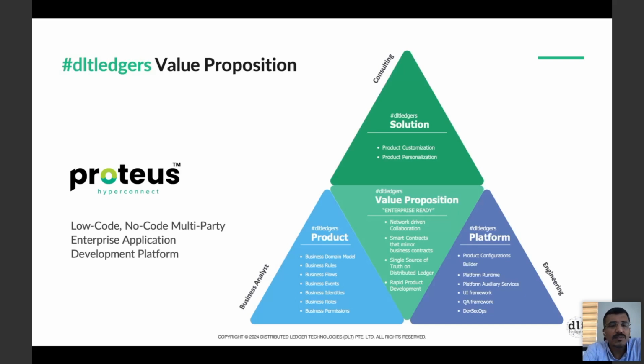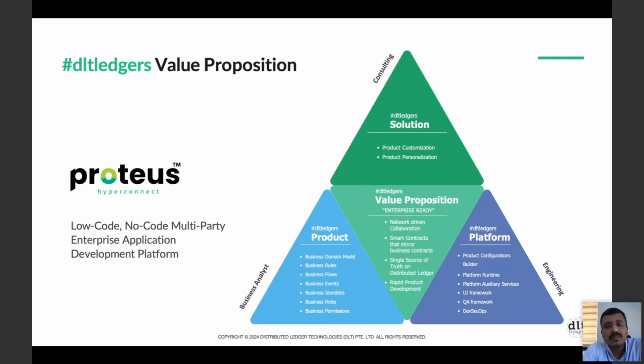Now, the leftmost triangle that you see is a product. For us, a product is essentially what we call a smart contract, which means it would encompass the domain model, meaning all those assets that are included in the domain model that you deal with, and all the rules governing the assets, all the flows governing the assets, all the events associated to user interactions on the assets, and then you have identities, roles, and permissions that govern the way users interact with the assets in the context of your domain.